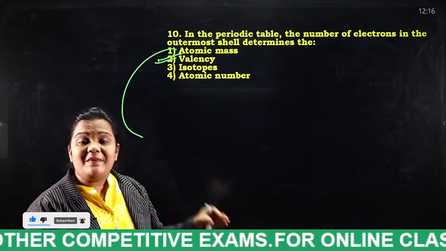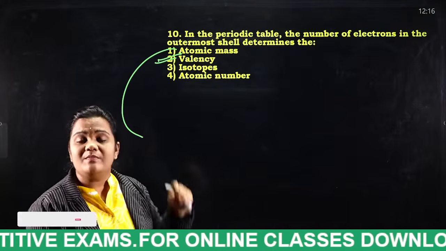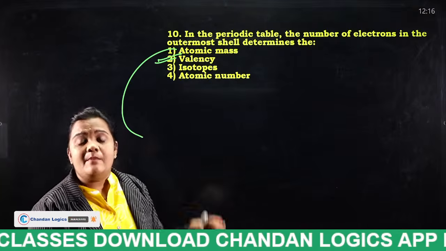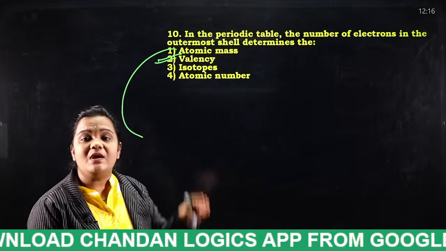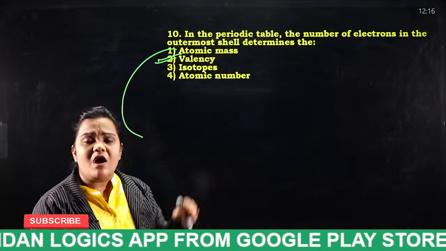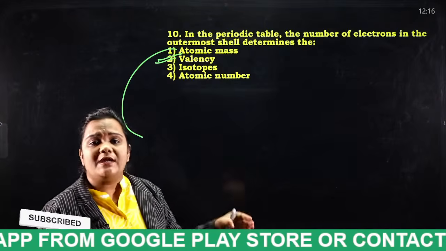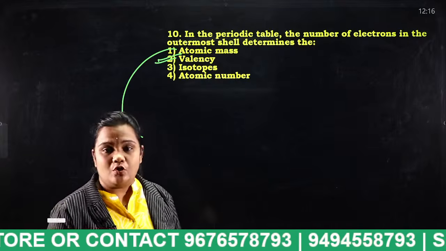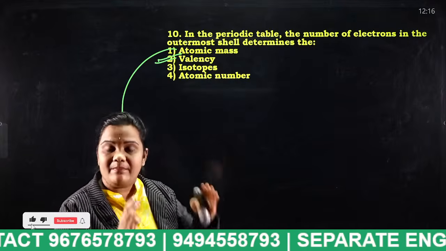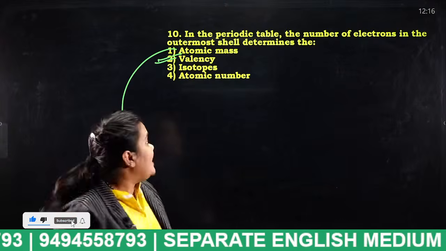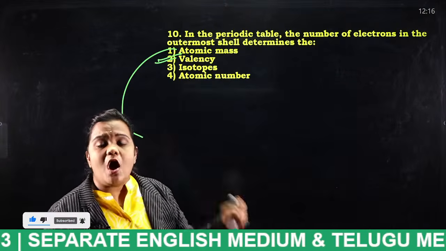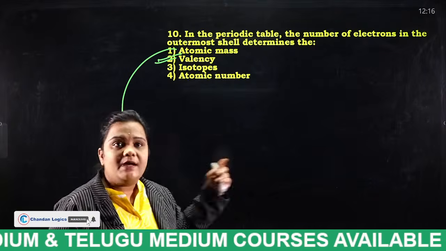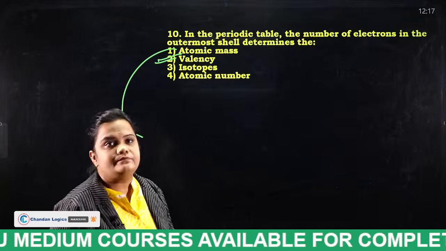Same atomic number with different mass number. What do you mean by isotopes? The elements having same atomic number but different mass number. For example, hydrogen isotopes. What are the hydrogen isotopes? Protium, deuterium, tritium. These are all hydrogen isotopes. They have the same atomic number but different mass numbers. So atomic number, you all know, the number of protons present in an atom is known as what? Atomic number. Okay, very good.